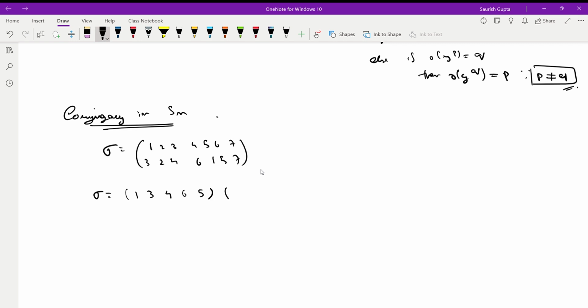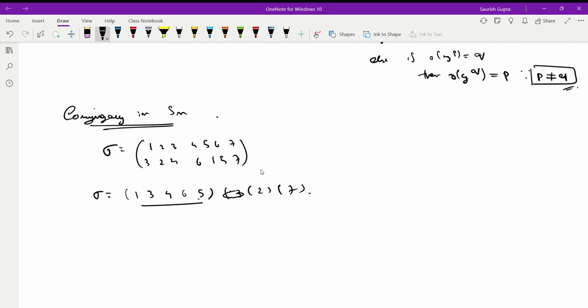Yeah, we are done with that cycle. The other numbers: 2 is mapped to itself, so we don't want to include it. 3 is already there, right? Are there any elements left? I guess there's no element left, so this is the only cycle here. And we can also write 2 and 7 as cycles of length one, which will complete the case.